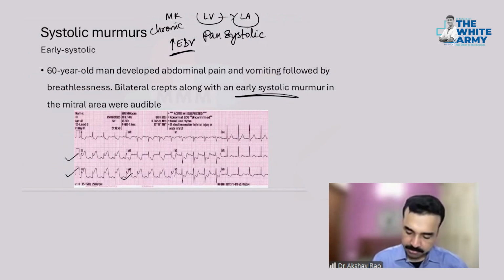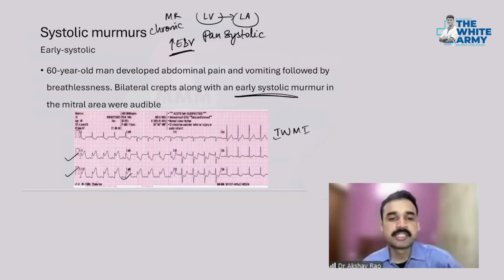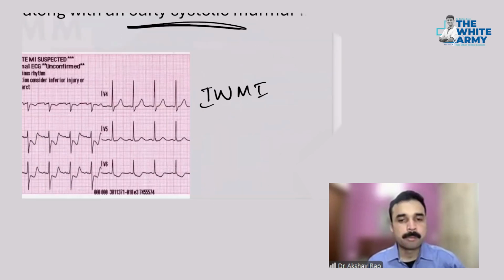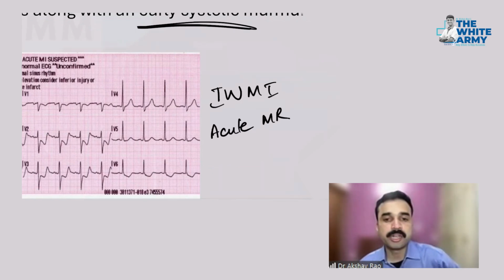So 2, 3, aVF are inferior leads. There is an inferior wall MI. Along with this, the patient has developed breathlessness and an early systolic murmur. What could this be pointing to? In inferior wall MI, the patient can be prone to papillary muscle rupture leading to acute mitral regurgitation, acute MR, because of posteromedial papillary muscle rupture.